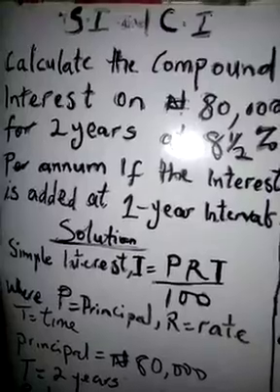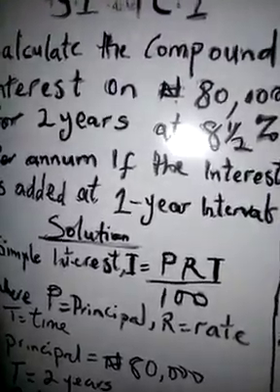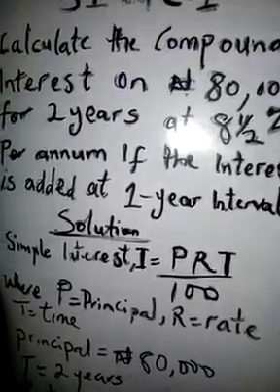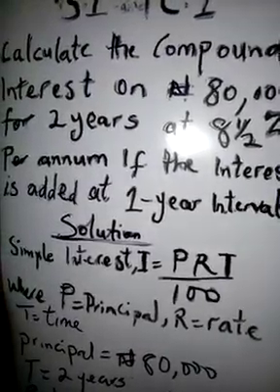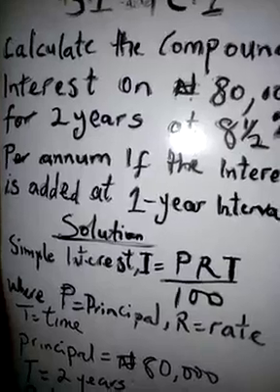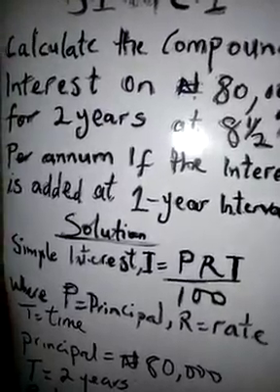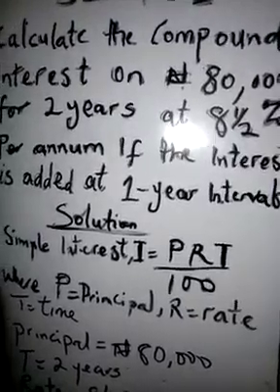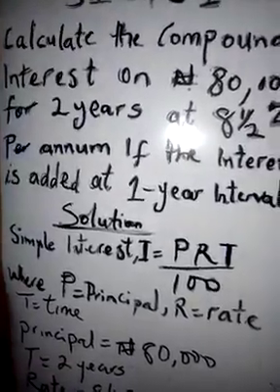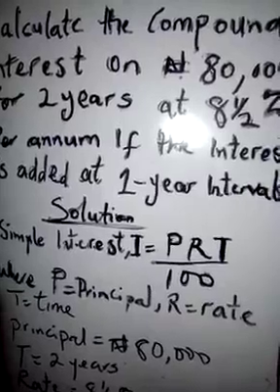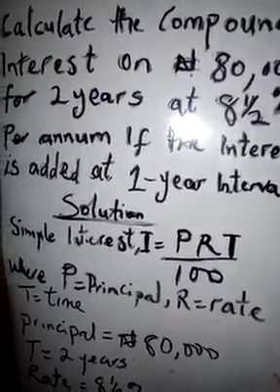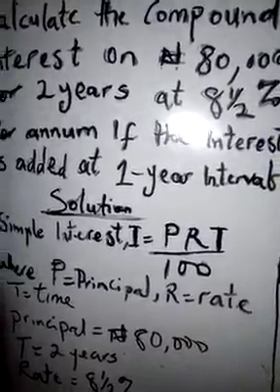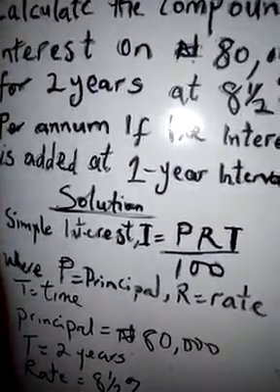The topic, the question for today, the random question for today is about simple interest and compound interest. The question is, calculate the compound interest on 80,000 naira for 2 years at 8.5% per annum if the interest rate is added at 1 year interval.